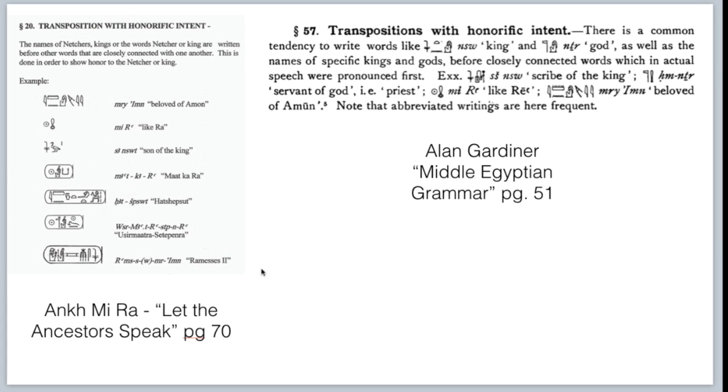Here is something called honorific transposition. What I discussed just now briefly was called graphic transposition. Here is honorific transposition, which means that full words, not just one glyph, are being swapped. These are full words being moved out of place. All right. So on the left, we have an example of Ankh Mi Ra. And on the right, we have an example of it being explained by Alan Gardiner.